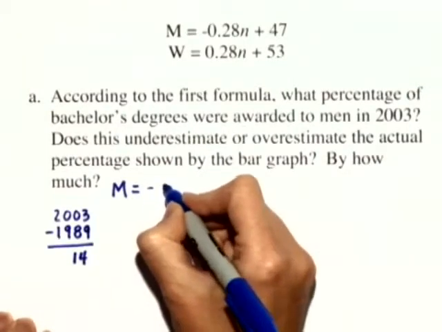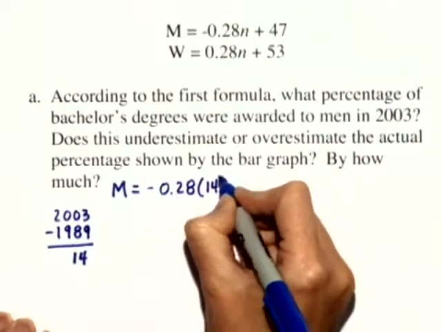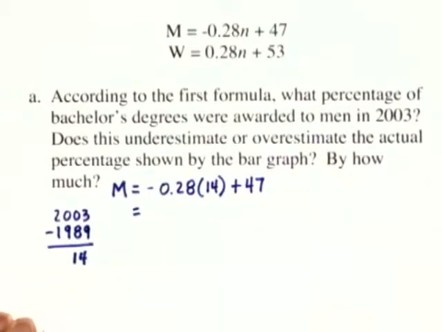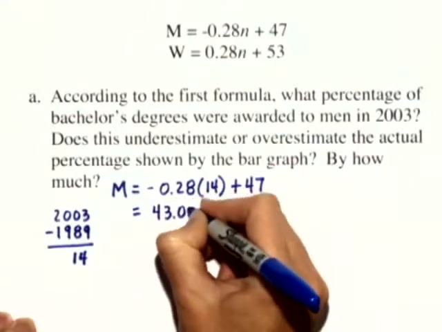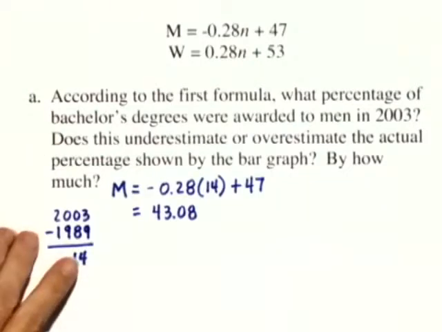So M equals negative 0.28 times n, which is 14 in this case, plus 47. If we calculate this amount, we'll get a total of 43.08. Well, the question is, does this underestimate or overestimate the actual percentage shown by the bar graph? Let's take a look at the bar graph one more time.